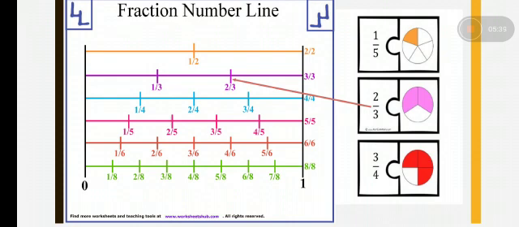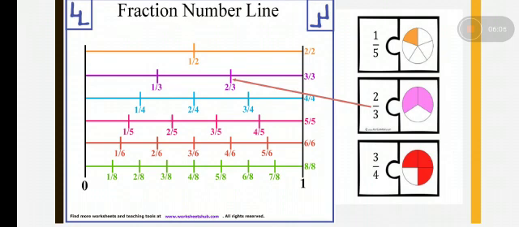So in the first yellow line, we have divided the line into 2 parts. So there are 2 parts in this fraction number line, 1 upon 2 and 2 upon 2, which can be written as 1. Second line we have divided into 3 parts. So the first part is 1 upon 3, second part is 2 parts out of 3, and third part is 3 out of 3, or it can also be written as 1 because 3 divided by 3 is also 1.